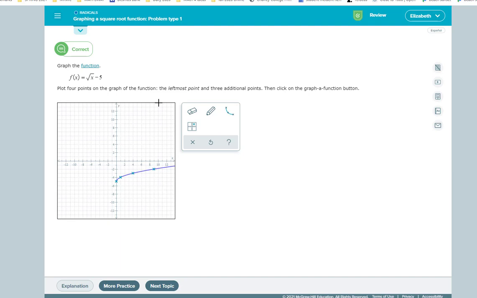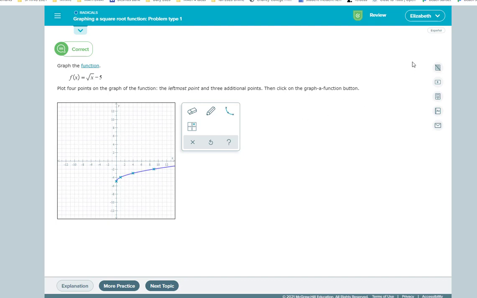Woo, we did it. So again, it's really important with all of our functions to notice the parent function first, and then see where the other numbers are that are making these newly transformed functions. If we are outside the function, you're going to be shifting up and down. If it's inside, right next to the x, it's going to be moving it left and right.